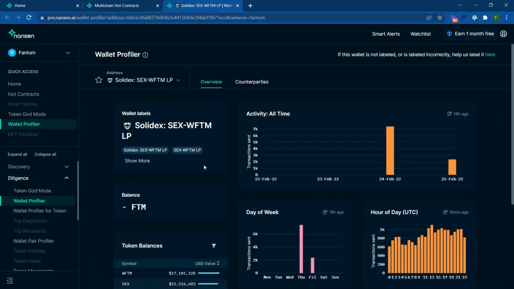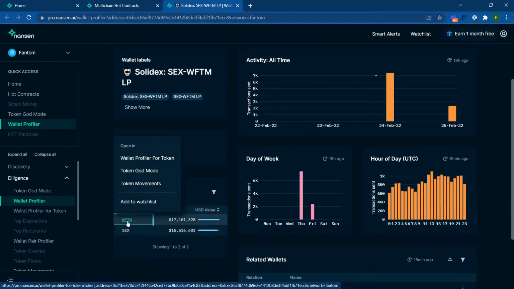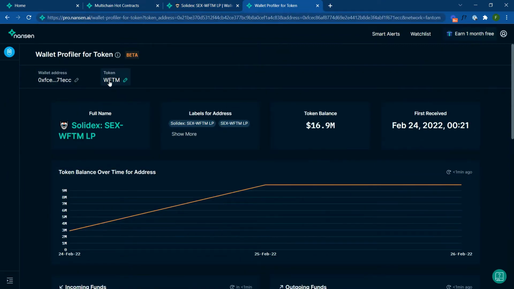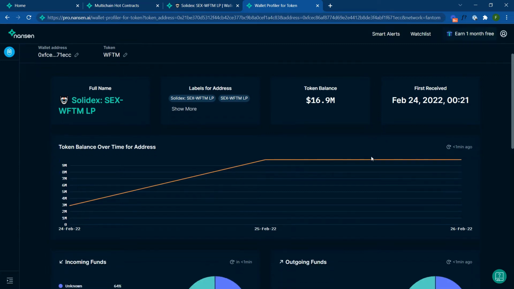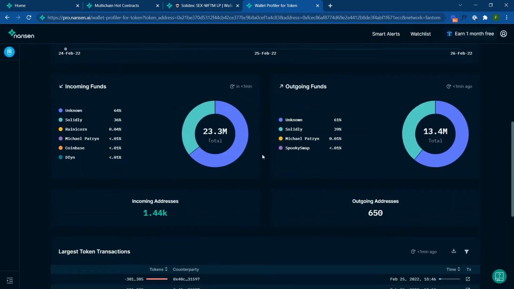Back to the overview tab, we can open the wallet profiler for token of Solidex, the pool, and Wrapped FTM. The volume has gone up in the first day and it's seemingly stable by now with about 10 million units of WFTM, whose value is about $17 million. However, please bear in mind that these measurements are once a day timestamps. Going down, insight on depositors into the pool and withdrawers can be gained from these two donuts, while the actual number of addresses contributing can be seen below.